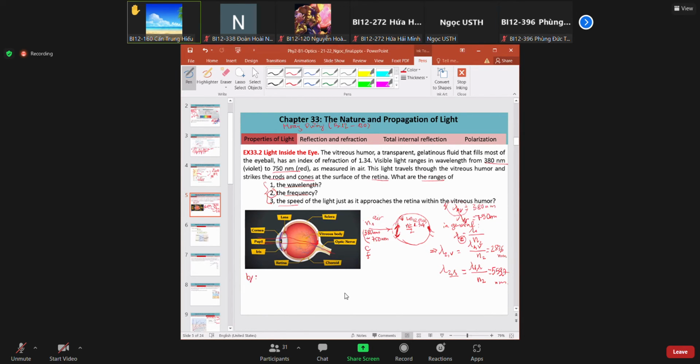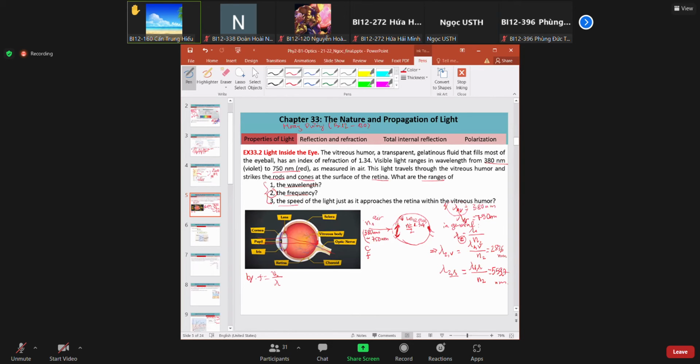So the frequency, we use the formula: frequency f equals v over lambda. But they ask you about the range of the frequency of the light inside here, just across the retina here. So in this case, v will equal c, which equals 3.